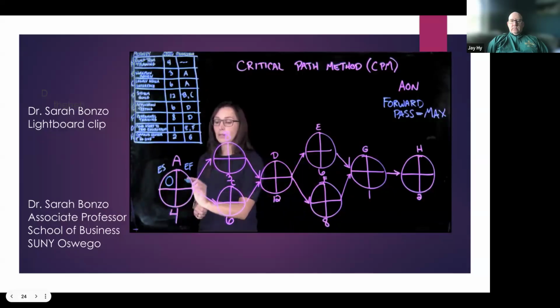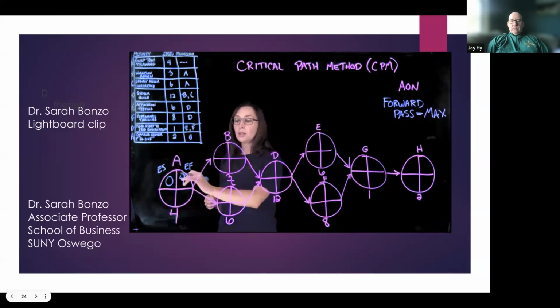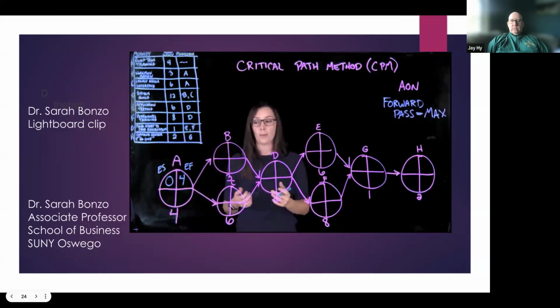So we just do 0 plus 4, and we put a 4 in here. The earliest time we can start activity A is at time 0. The earliest possible time we can finish it is going to be at 4 months.